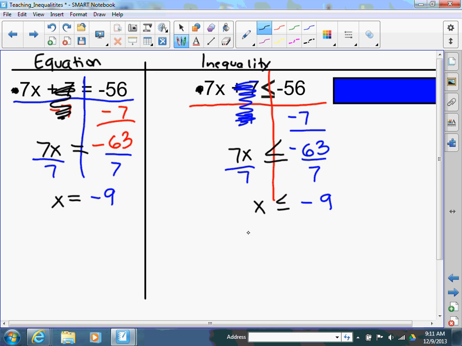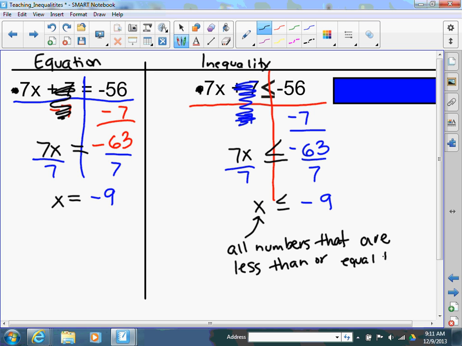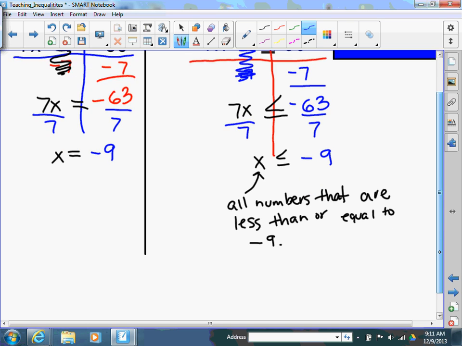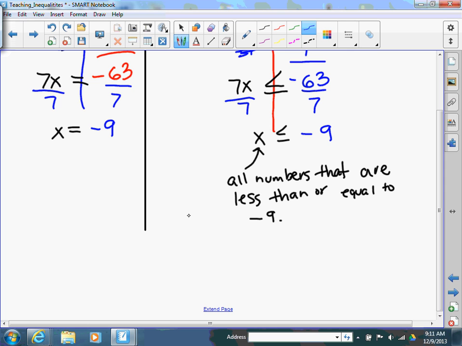Okay, how would I read this? Instead of saying x, I would say. Yep, all numbers, that's right, that are not greater than, equal to what? Negative 9. Okay, any questions?